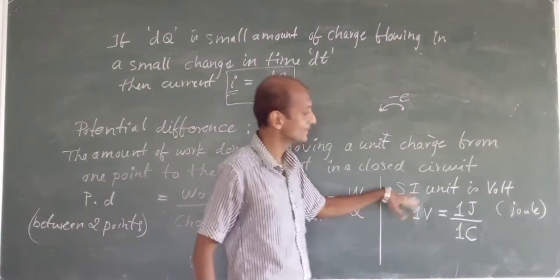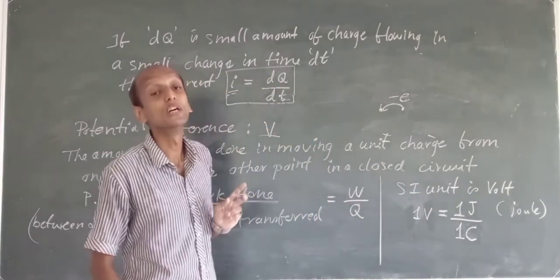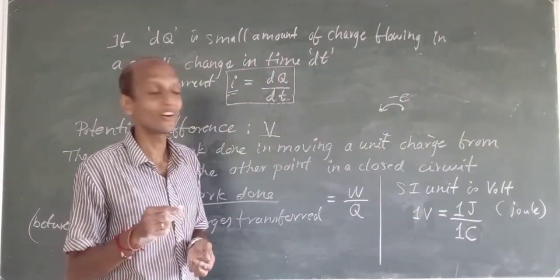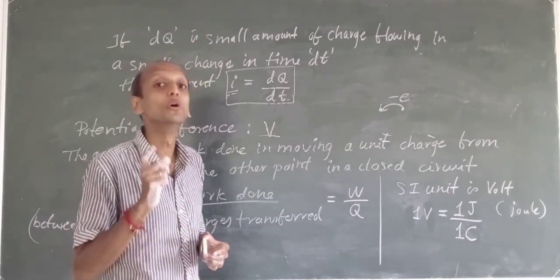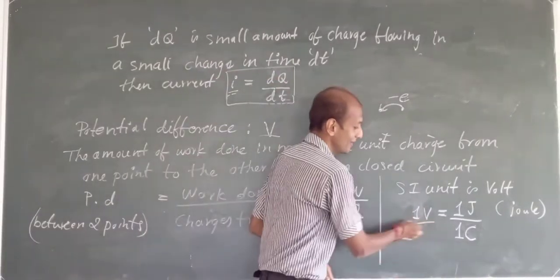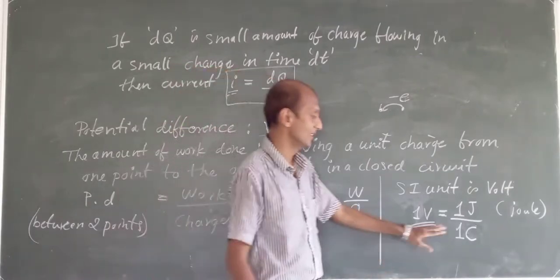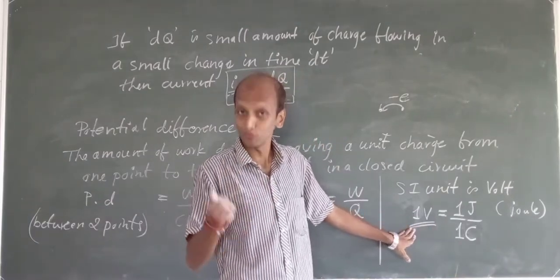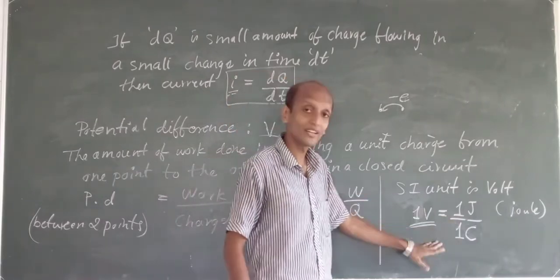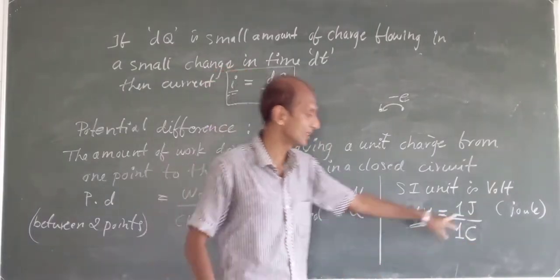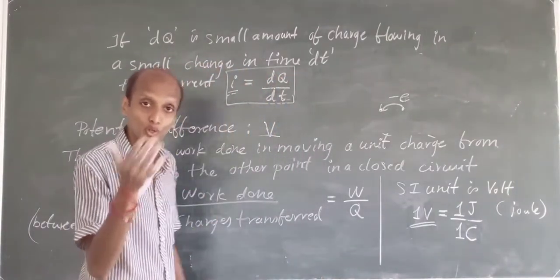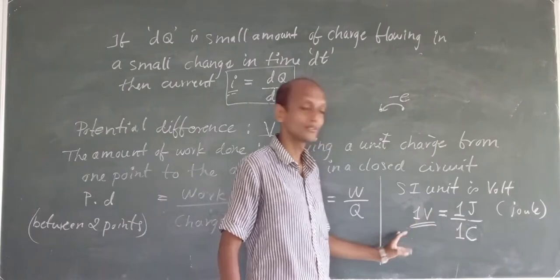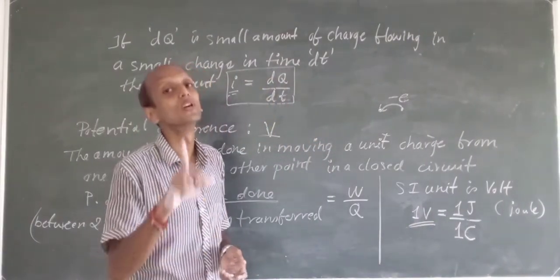The SI unit for potential difference is the volt. How can I define 1 volt of voltage? It is 1 joule of work done in moving 1 coulomb of charge. When 1 joule of work is done in moving 1 coulomb of charge from one point to the other, then I can say that the potential difference between 2 points is 1 volt.